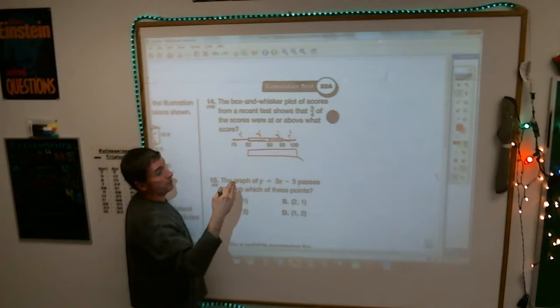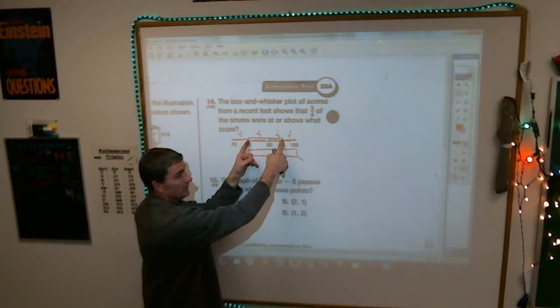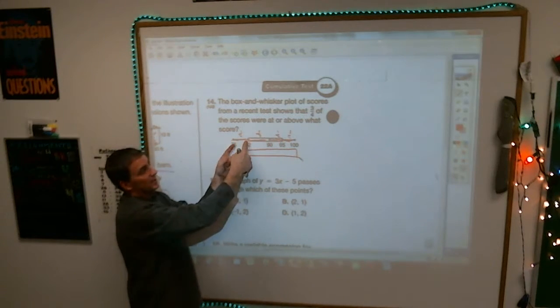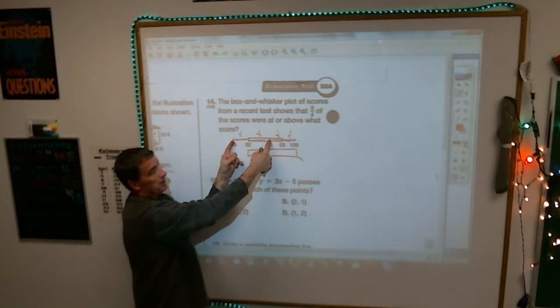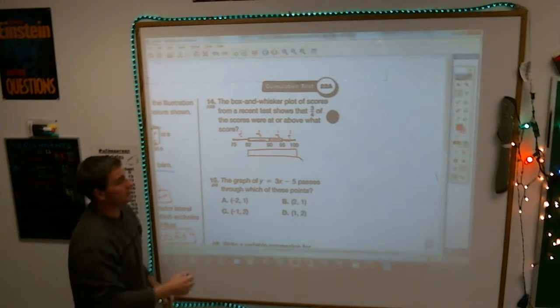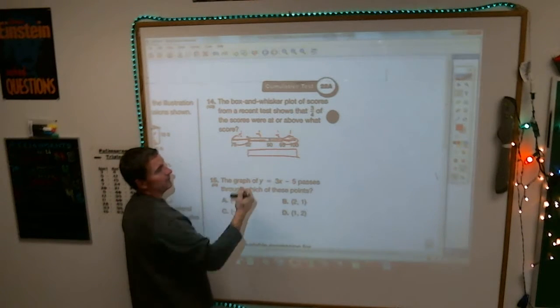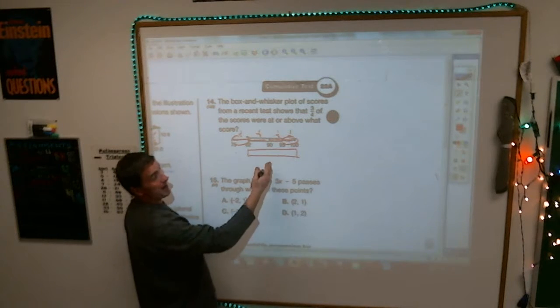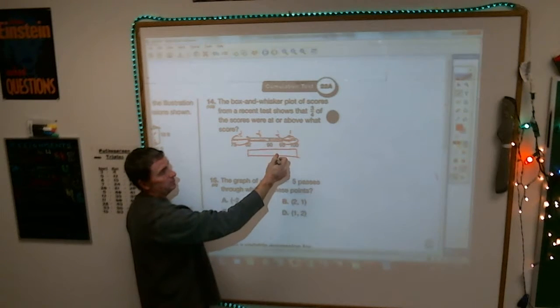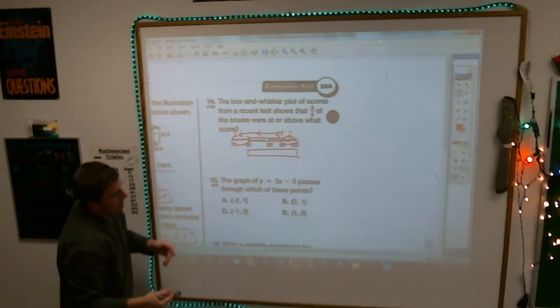If they asked you for the middle half of the scores, that would be from here to here. If they asked you for the lower quarter, it's here. If they said lower half, it's from here to here, upper half. As long as they're giving you quarters, it shouldn't be that hard. What is the top quarter? Right here, from 95 to 100. What's the bottom quarter? 75 to 82. What's the bottom 3/4 have to be? Below a 95, because this is 3/4, and that's the bottom part.